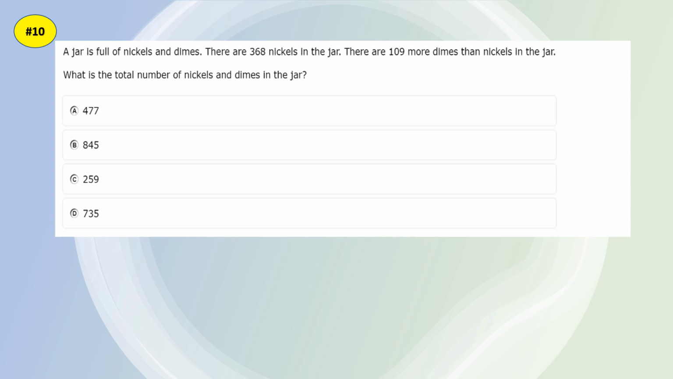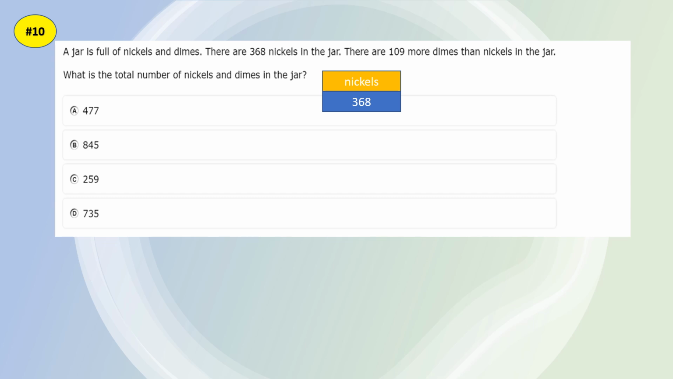Now, the first sentence gives us a little information, but not enough to do anything with. So it says, a jar is full of nickels and dimes. Okay. Can't do much with that. So let's keep reading. There are 368 nickels in the jar. So I'm going to write a note to myself. Nickels, 368. I know how many nickels are in the jar. Awesome.